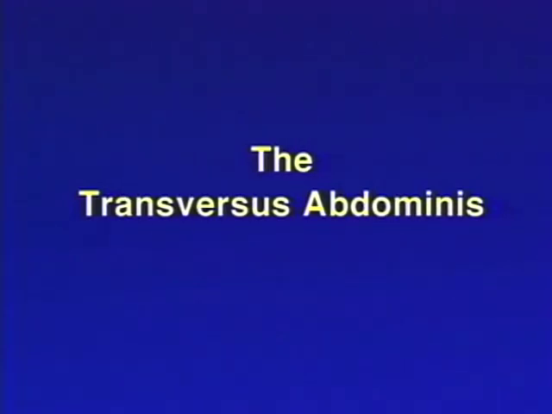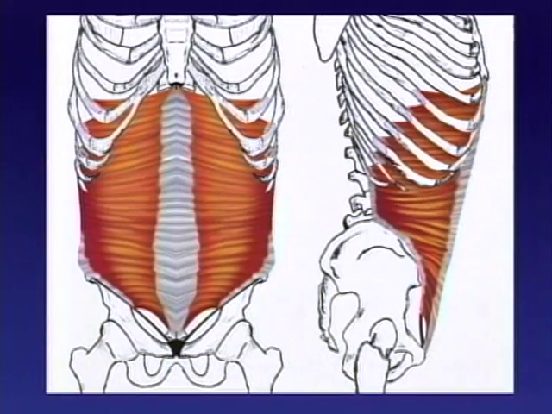The last muscle we'll talk about in the abdominal wall is the Transversus Abdominis. It originates on the outer one-third of the inguinal ligament, inner rim of the crest of the ilium, inner surface of the cartilage of the lower 6 ribs, and the thoracolumbar fascia. The Transversus Abdominis inserts on the crest of the pubis, the iliopectineal line, and the linea alba.